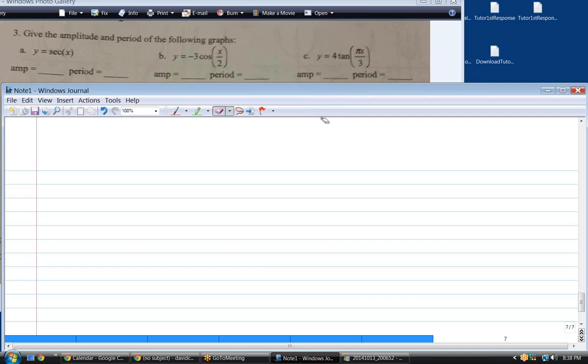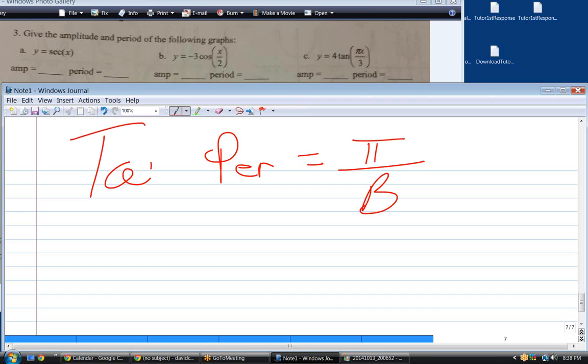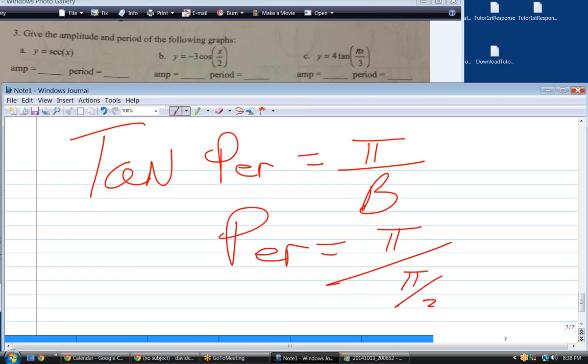Amplitude is 4. What's the period? It'll be 6. Hold on. Remember, it's the tangent function, so it's going to be pi divided by b, not 2 pi divided by b. Okay, for tangent only. It'd be 3. Right. Pi divided by pi over 3 is equal to 3.